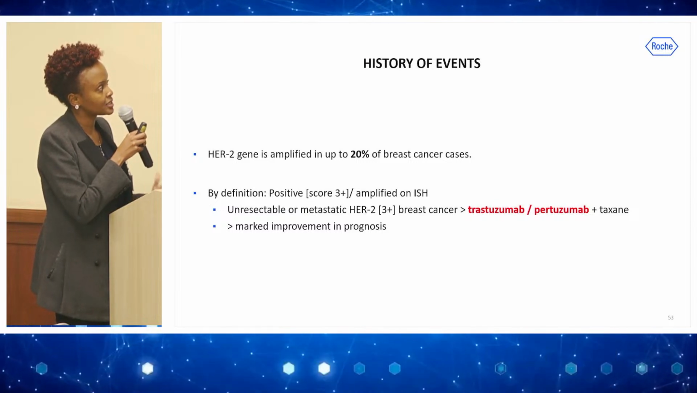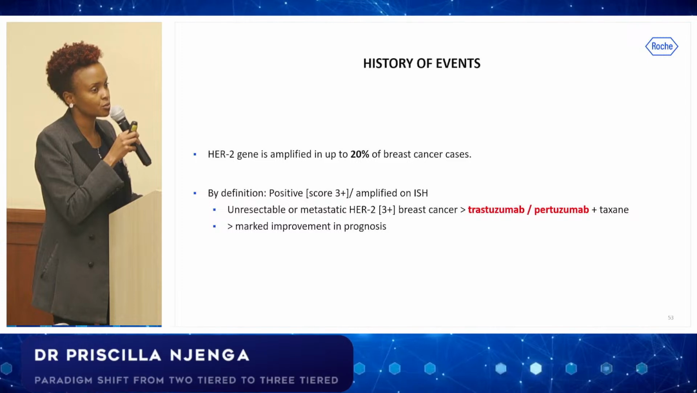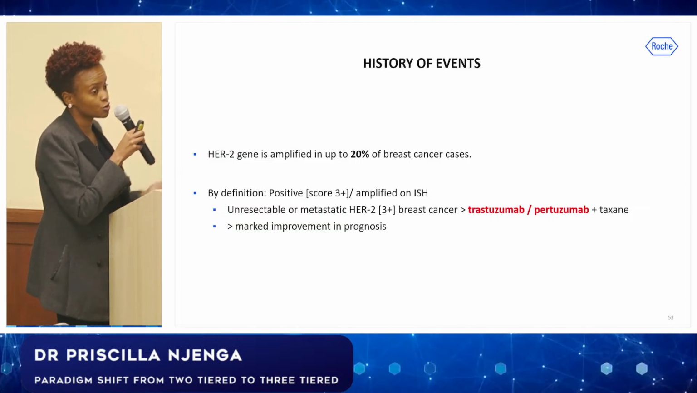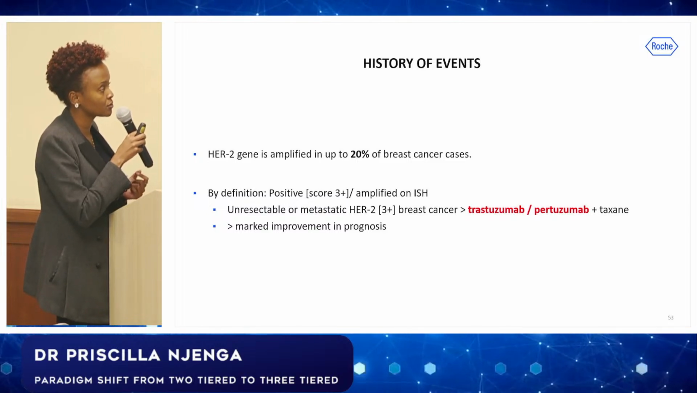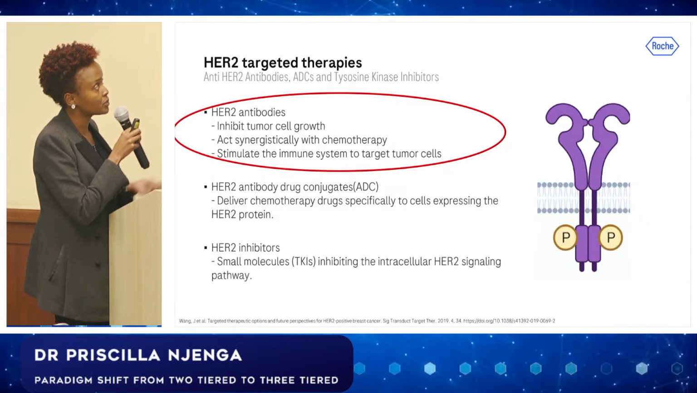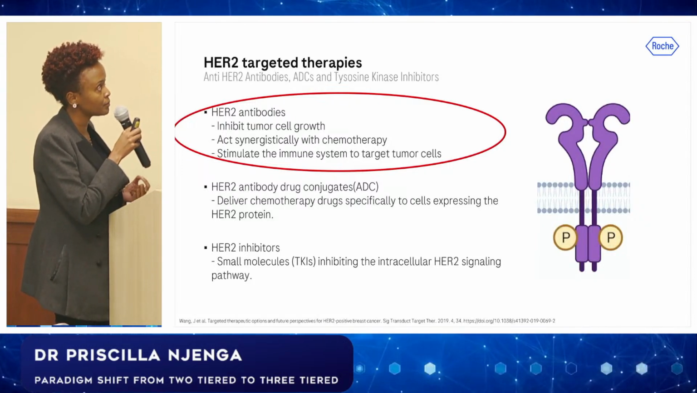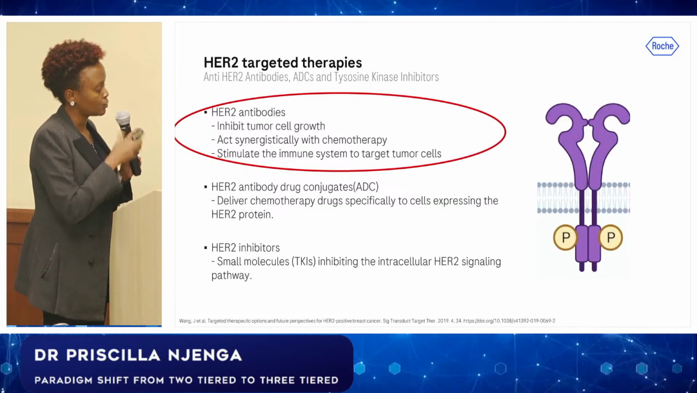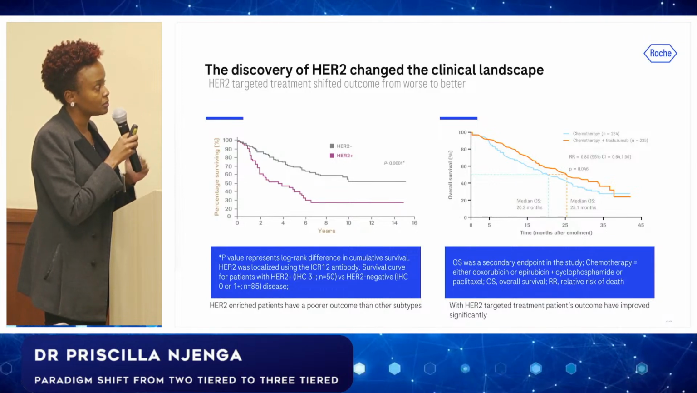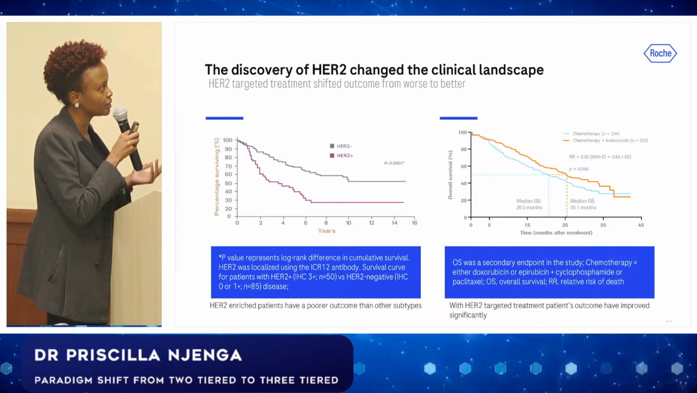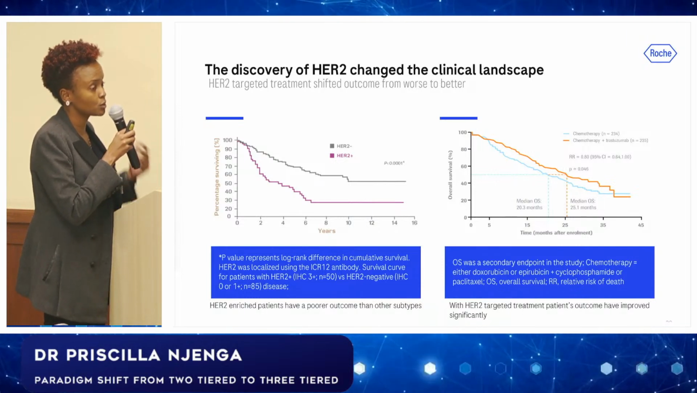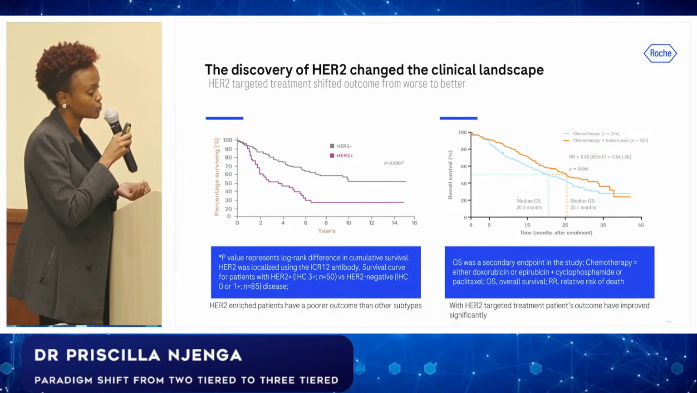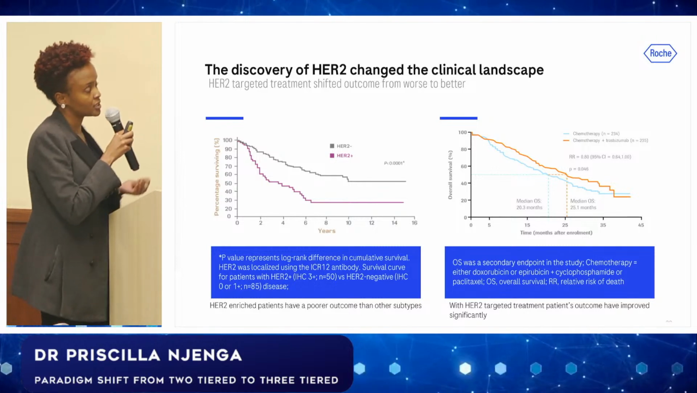for unresectable or metastatic HER2-positive breast cancer cases, there's been quite a bit of research with regard to drug development, and that led to the development of monoclonal antibody trastuzumab in 1998 and then pertuzumab in 2012. And these drugs were found to inhibit tumor cell growth by acting synergistically with chemotherapy, as well as stimulating the immune system to target tumor cells. And once we discovered these drugs, there was a marked change in how these patients performed, okay? So the graph on the left shows you their survival prior to the introduction of trastuzumab, with the graph on the right showing you their overall survival, which improved from 20.3 to 25 months.